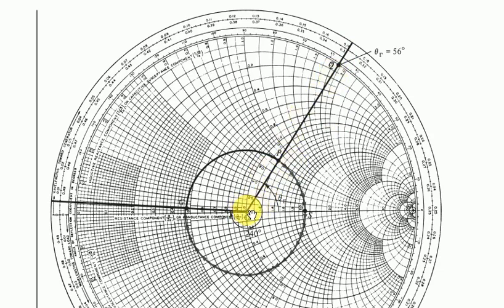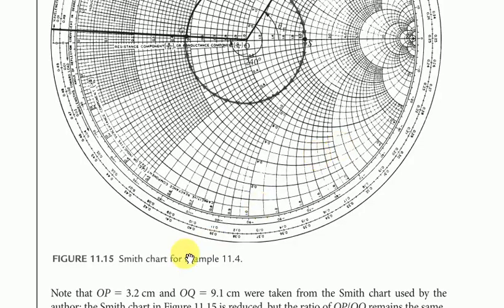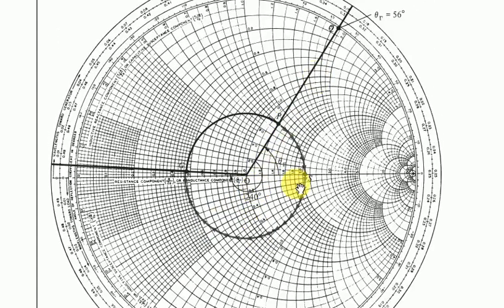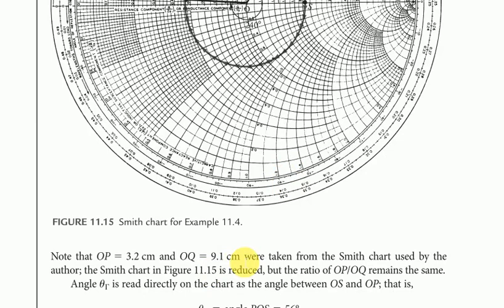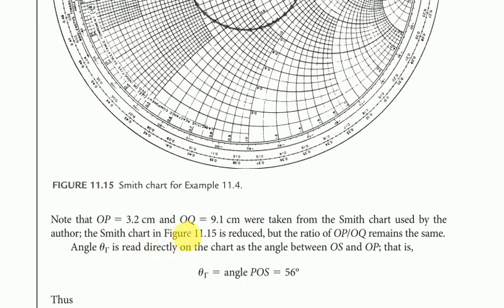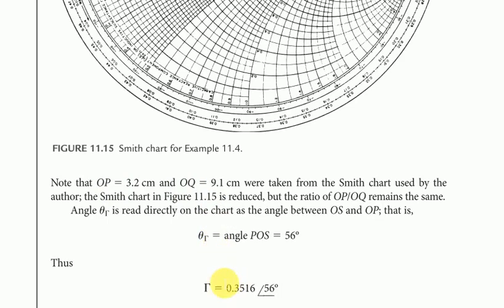अब आप स्केल से OP लेंथ मेजर कर लोगे और स्केल से OQ लेंथ मेजर कर लोगे. ओके, सो स्केल से आपको OP लेंथ मेजर करनी है तो वो निकल कर आएगा 3.2 सेंटीमीटर, और आप OQ लेंथ मेजर करोगे तो वो निकल कर आएगा आपका 9.1 सेंटीमीटर. तो रिफ्लेक्शन कोफिशिएंट का मैग्नीट्यूड मॉड गामा इज OP डिवाइडेड बाई OQ. So in this way you can find out the value of mod gamma, which is nothing but OP divided by OQ, or 3.2 divided by 9.1. Okay, so you will get the magnitude as 0.3516.